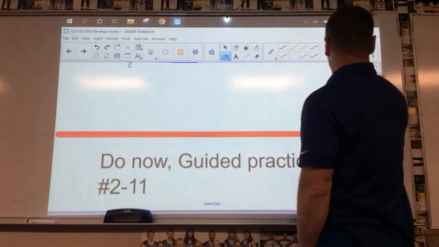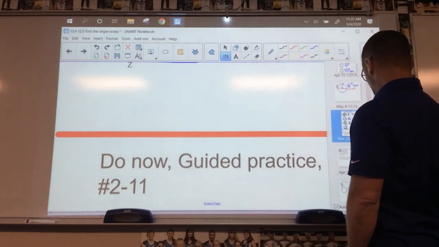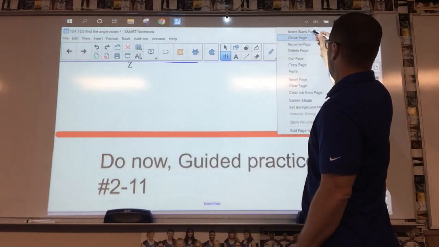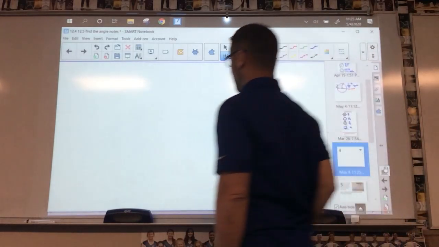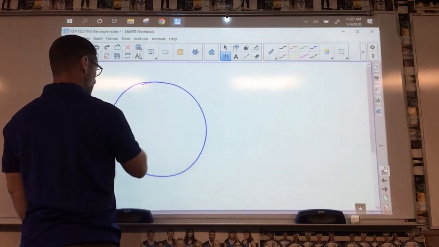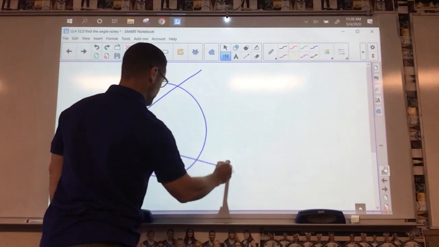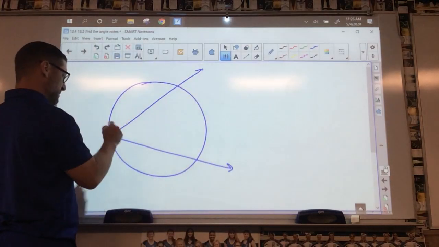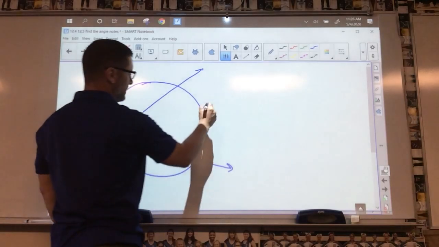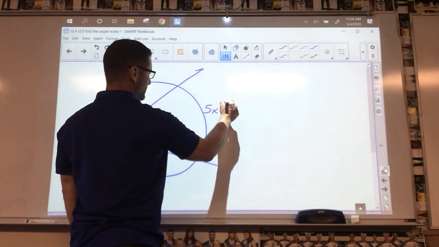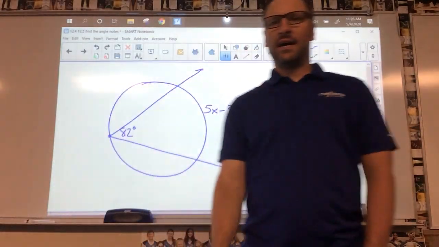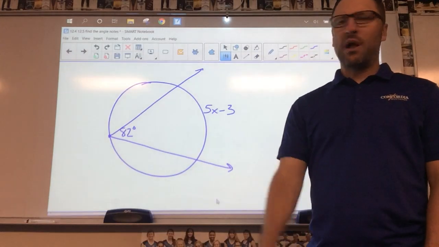Okay? All right. One other type of problem that I really want you to be able to do, I'm going to insert a blank page here. There will be a problem at some point that looks like this. Maybe this is 82 degrees, and this is 5x minus 3. And it's probably not going to work out even because I just made it up. So an algebra problem, one of these.